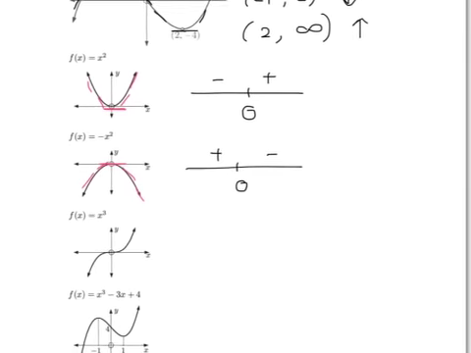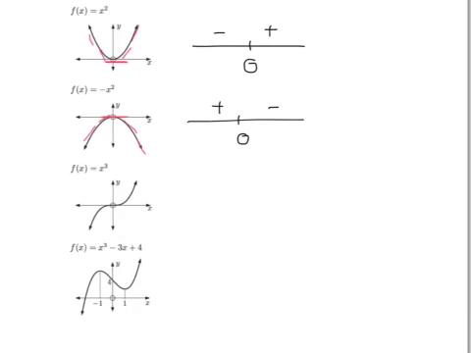What about if you have something like x cubed? X cubed again has a horizontal slope, or horizontal gradient, at 0. On the left side of the 0, the slopes are increasing and then it's increasing again. So it's going to be both positive.